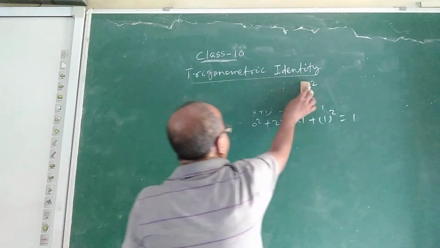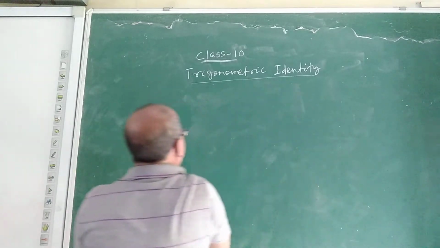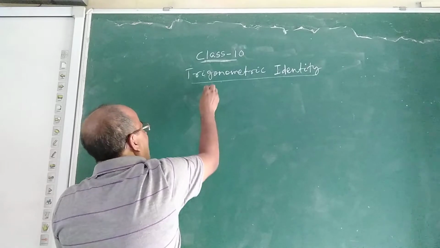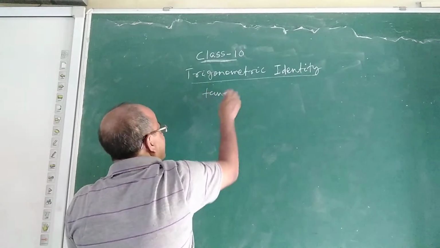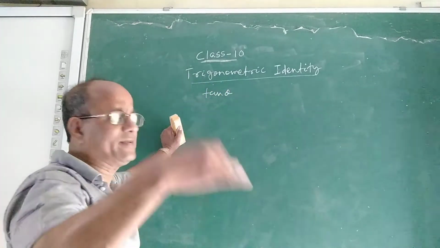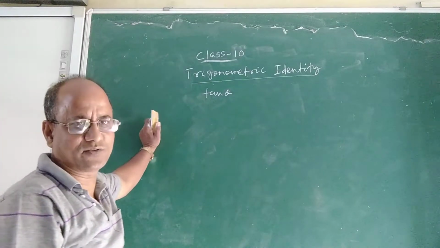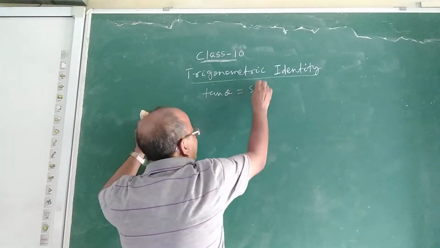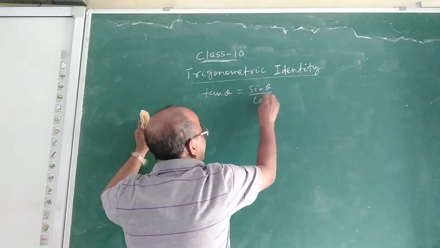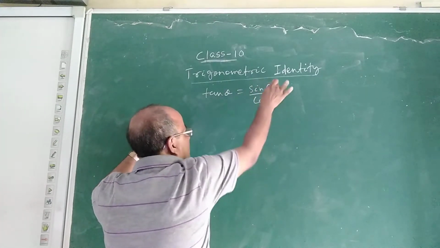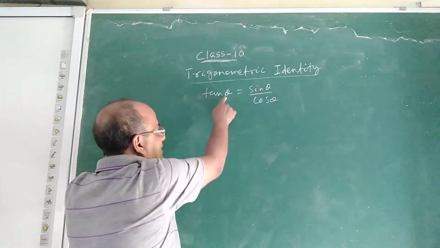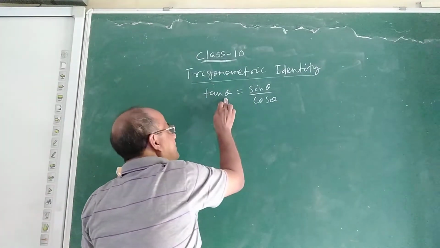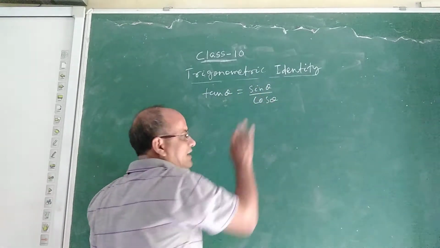Now let us consider what a trigonometric identity is. I am giving a very simple example. Children, you know how to express tan theta. If I ask you how to express tan theta in terms of sine and cos, you can easily answer because I have already discussed it. Tan theta equal to sin theta by cos theta. This is the formula for tan theta in terms of sine and cos. Theta is the angle here, and this is true for all theta.